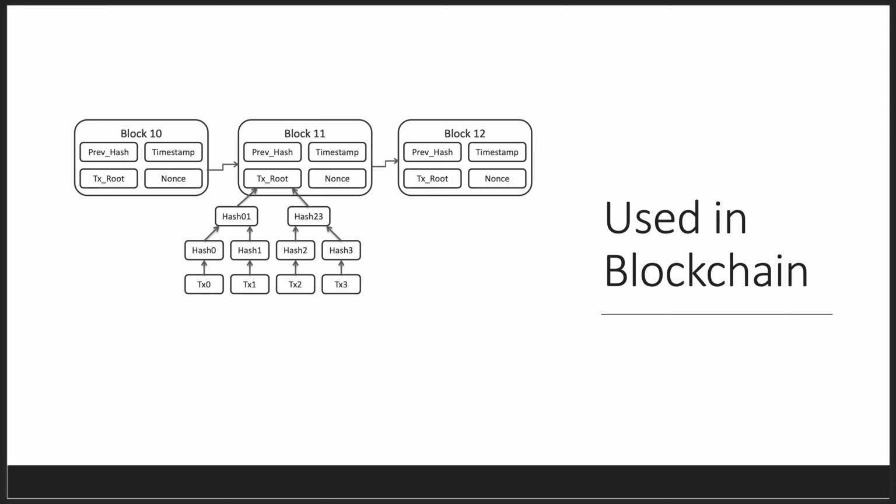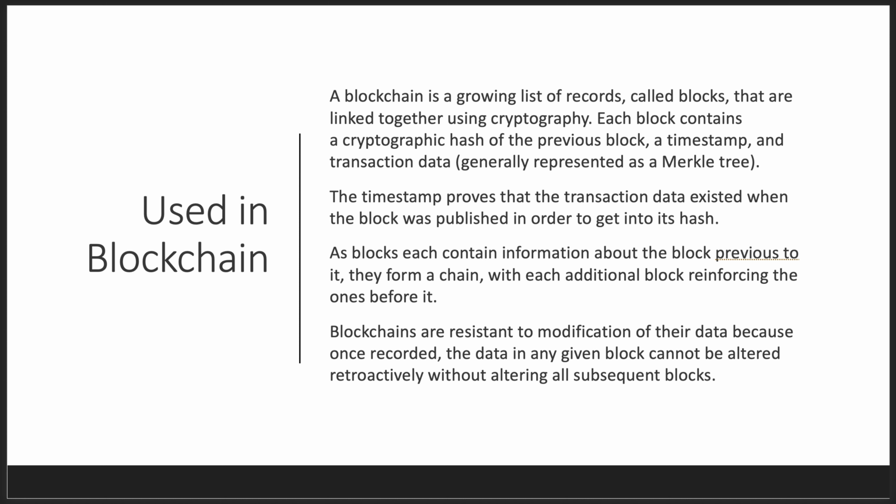And that's the good part. Each block contains a cryptographic hash of the previous block, a timestamp, and then the transaction data. Again, remember, the size of our block is limited to 1 megabit, so that transaction data is what we're going to be working with. That blockchain, generally represented as a Merkle tree, is where we're going to format all this stuff. So we have all of those peer-to-peer processes, and we have all that cross-check validation. The timestamp proves that the transaction data existed when the block was published.